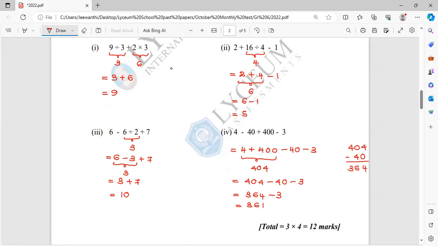So then the first one, 9 divided by 3 is 3. 2 times 3, 6. 3 and 6, it is 9, right? So then the next one, that is 16 divided by 4, it is 4. Then 2 plus 4, 6. 6 minus 1, it is 5. So then the next one, 6 divided by 2, it is 3. 6 minus 3, it is 3. And 3 plus 7, it is 10. Yes, so then this one, 404, 364. From 364, you deduct 3, 361. Yes, that is done.